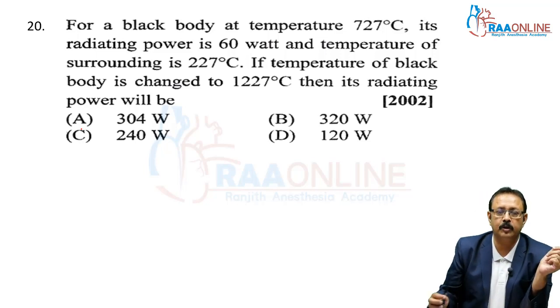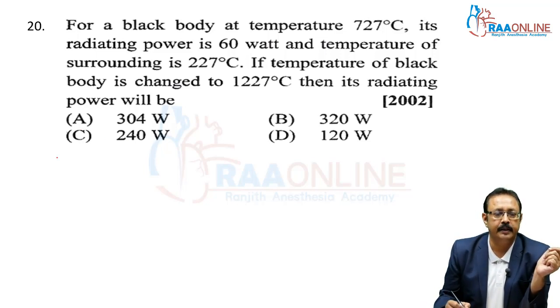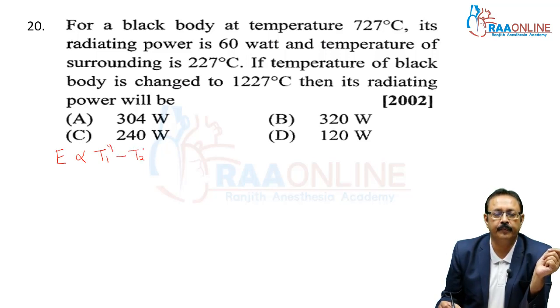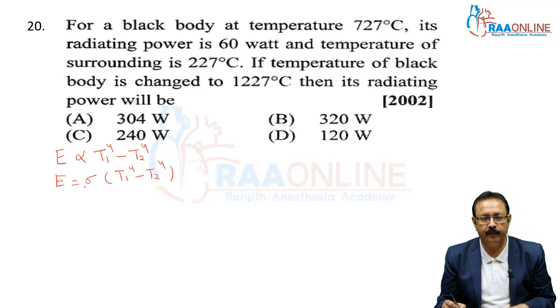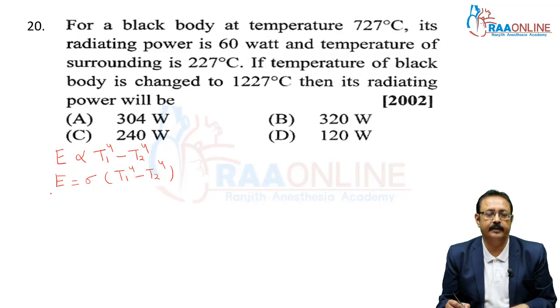What is Stefan-Boltzmann law? E should be directly proportional to T1 raised to the power 4 minus T2 raised to the power 4. Constant is same. E equals sigma times T1 raised to the power 4 minus T2 raised to the power 4. What were the temperatures? First we will write what is given.